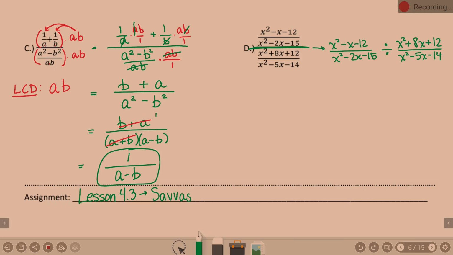So I would now say, okay, let's keep. So I'm going to keep x squared minus x minus 12 over x squared minus 2x minus 15. I'm going to change. Division changes to multiplication. And I'm going to flip. So now this fraction becomes x squared minus 5x minus 14 over x squared plus 8x plus 12. And what are you going to have to do? Factor, factor, factor, factor? I said we're going to factor 4 times.